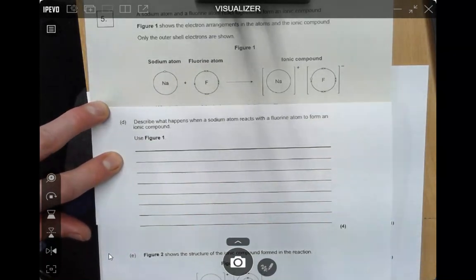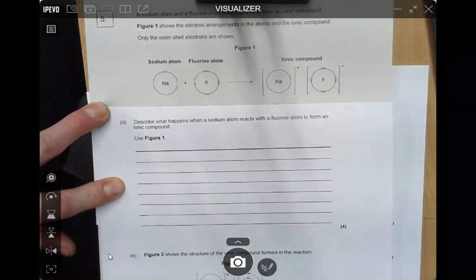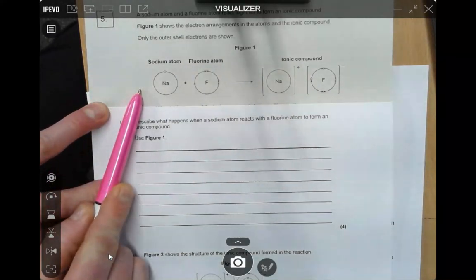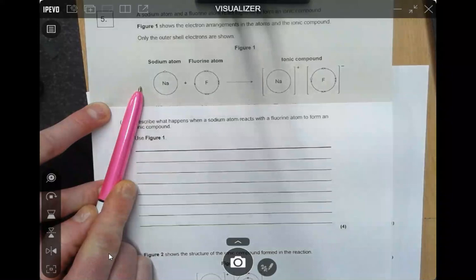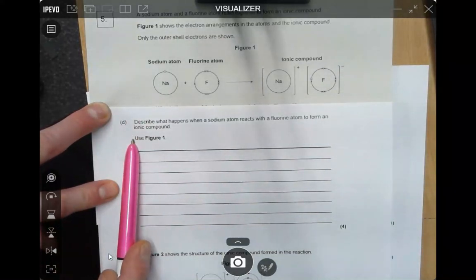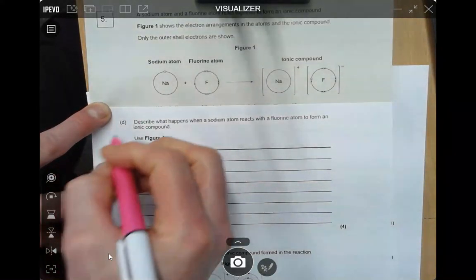Hi, in this video we're going to look at ionic bonding between sodium and fluorine. So we've got our question here which gives us our information regarding the ionic bonding, and then we've got our question. And we'll start off by bugging the question.